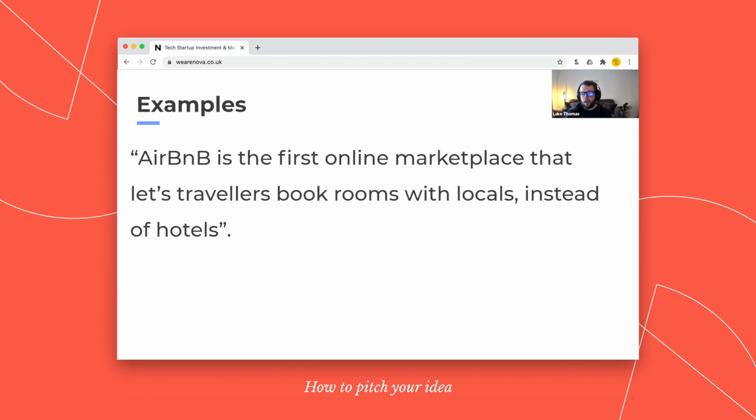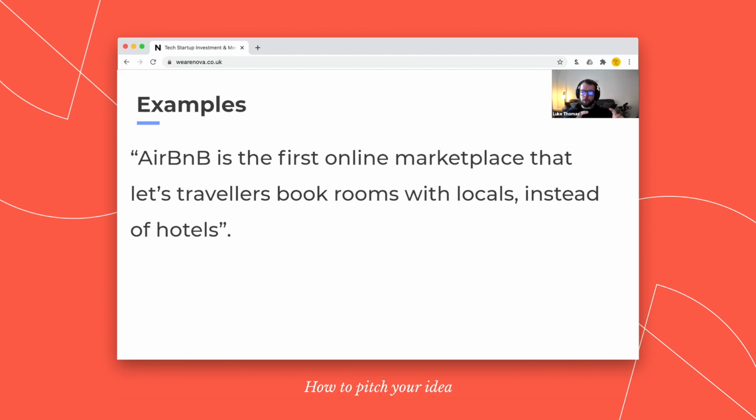Airbnb is the first online marketplace that lets travelers book rooms with locals instead of hotels. Great. I understand what it is. It's an online marketplace. The customer is the traveler, and it lets you book a room with a local instead of a hotel. They're not explaining why it's better to do that. They're not explaining why the hotel market is worth billions and it's totally broken and we're the heroes and we're going to fix it.